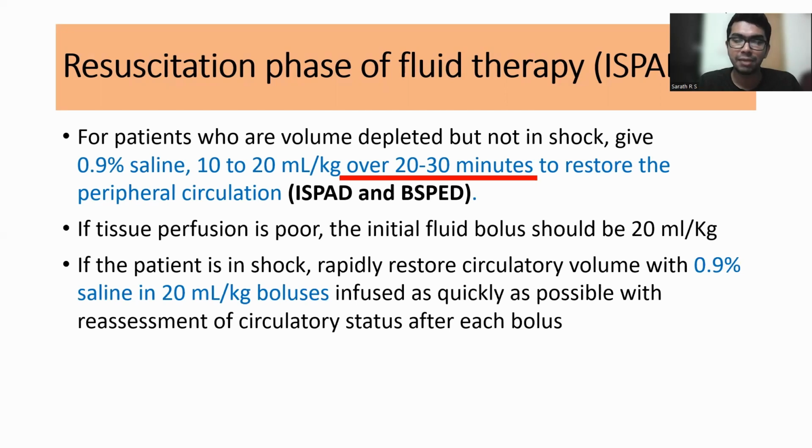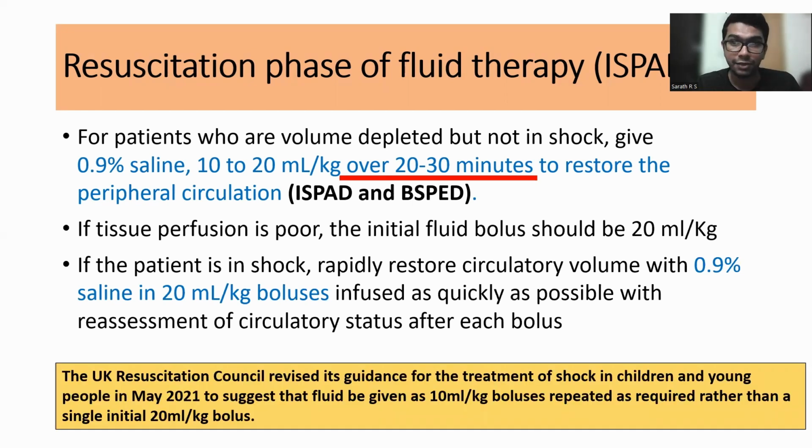So this is the same as any other case of shock, because in shock, tissue perfusion is very much compromised. You have to rapidly infuse a volume of fluid so that normal cellular respiration is attained. There is a difference between the ISPAD and BSPED guidelines in shock. In DKA with shock, ISPAD guidelines say 20 ml per kg bolus infused as quickly as possible. But in the BSPED guideline, the British guideline, they suggest that initially we give only 10 ml per kg, administered as fast as possible. After giving 10 ml per kg, you reassess, and if there is a need, you can give further.